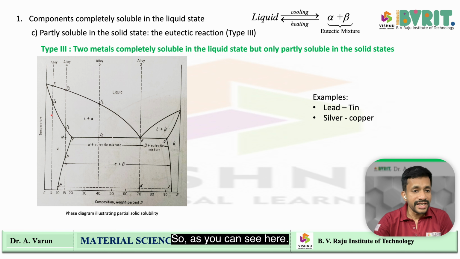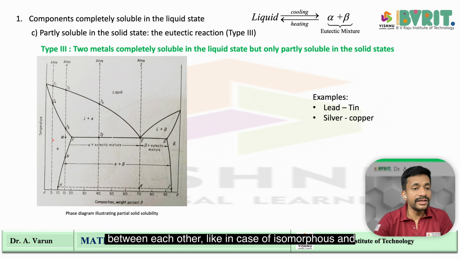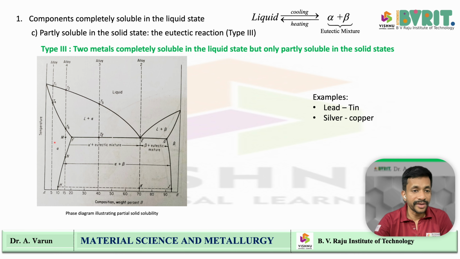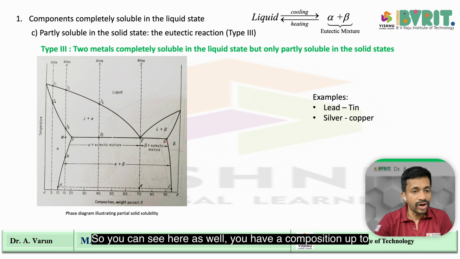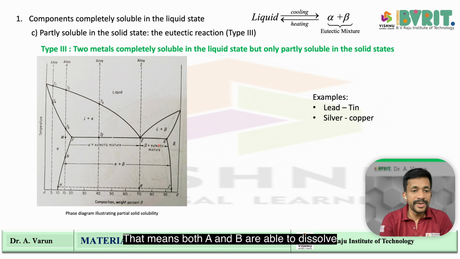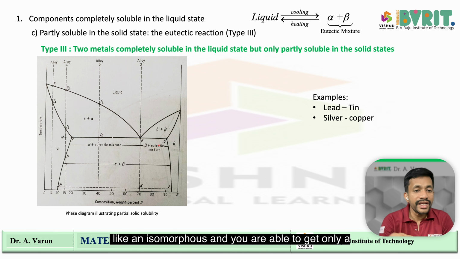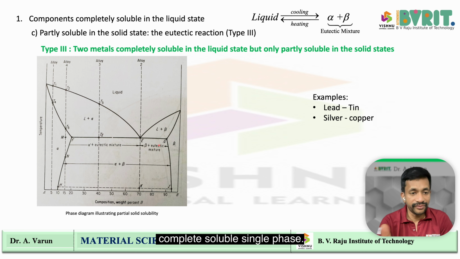As you can see here, we have a region, or a composition, up to which it is completely soluble in each other, like in the case of isomorphous, and you'll have a single phase here, alpha, and it can be on either side or only on one side. You can see here as well, you have a composition up to which it is completely soluble, and you have beta. That means both A and B are able to dissolve like in isomorphous, and you are able to get only a completely soluble single phase.